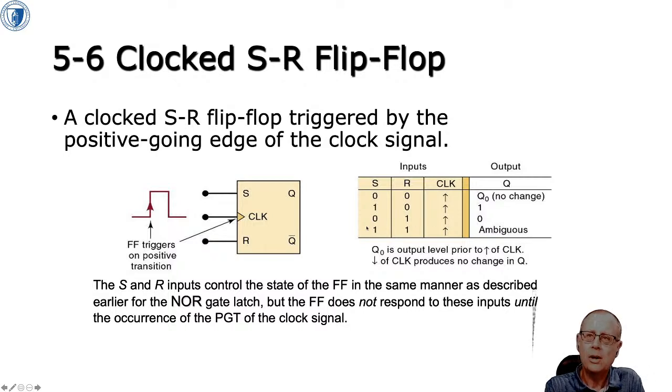It's not clear what happens if you've got both S and R set to 1 and there's a positive transition. It could be just about anything. It could be a 0, it could be a 1. We don't know. So one of the things you've got to be clear about when you use an SR flip-flop is that when that clock transitions, you can't have both S and R being 1, because you'll have ambiguous settings.